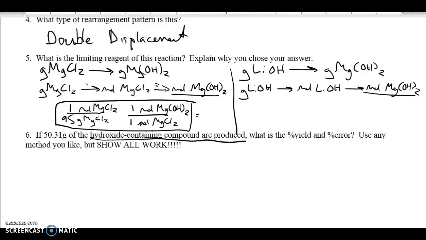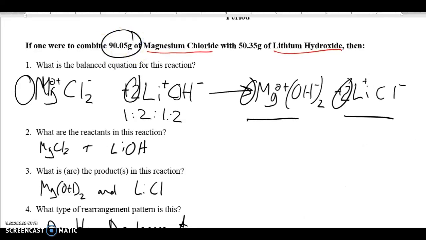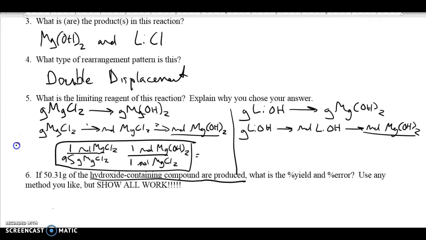Then we take what we started with, which here is 90.05 grams of magnesium chloride. So we go 90.05 grams MgCl2. I'm sorry this is so crowded. Put it over 1 to make you feel better about those fractions. Then we see what cancels out.